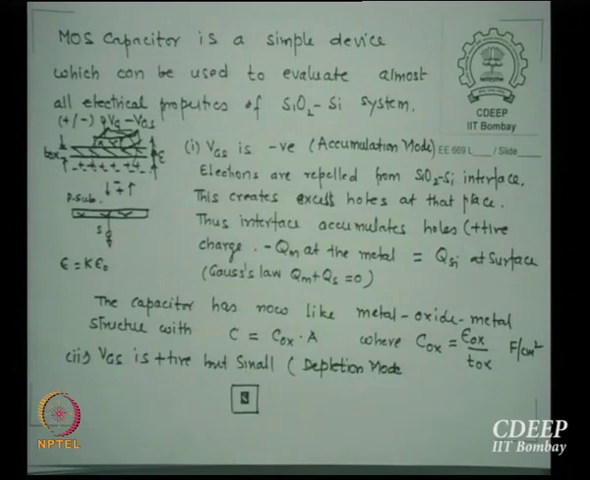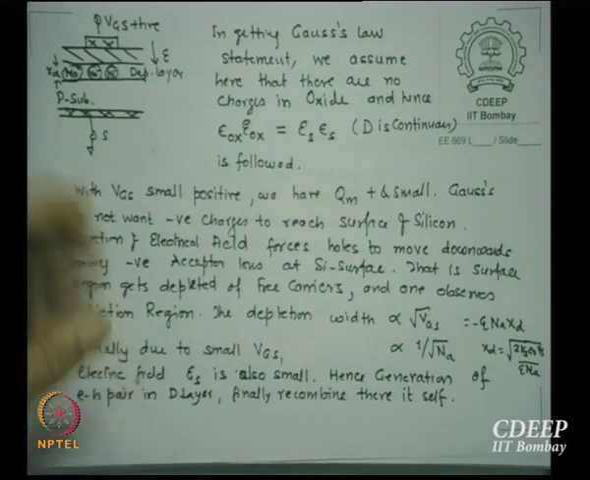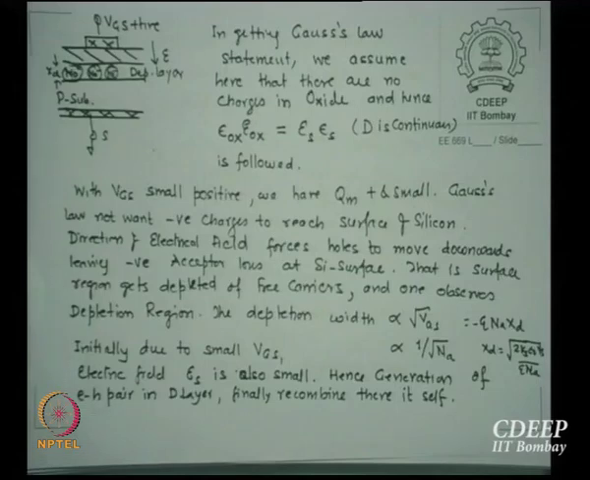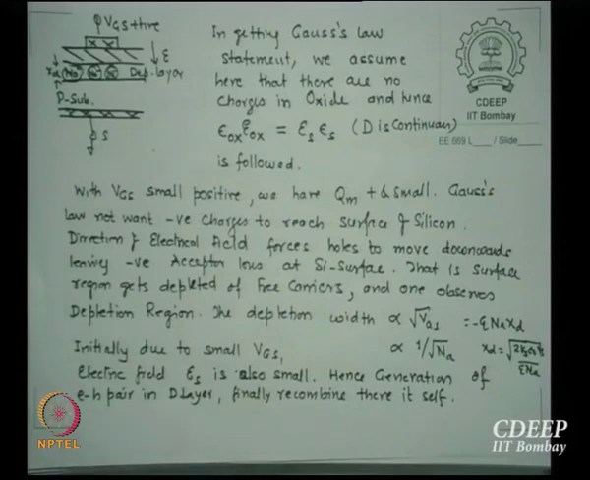We also said that if I apply VGS positive and small, the first thing we see is that the electric field is now downwards. The holes are repelled down because of this, and since holes leave the surface, the acceptors, which are negatively charged, appear there, and this is called the depletion layer. We also assume that there are no oxide charges as of now, and therefore if the D vector is continuous, then we say epsilon ox into Eox is epsilon s into E epsilon.